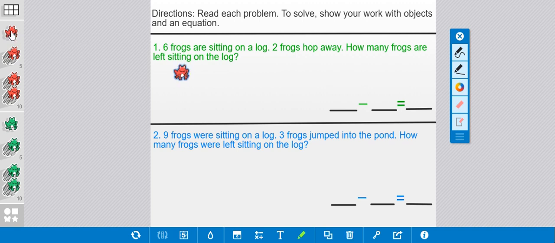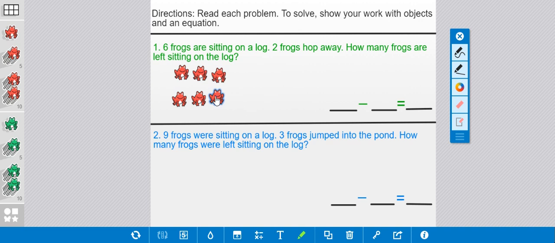1, 2, 3, 4, 5, 6. Okay. And now it says 2 frogs hop away.